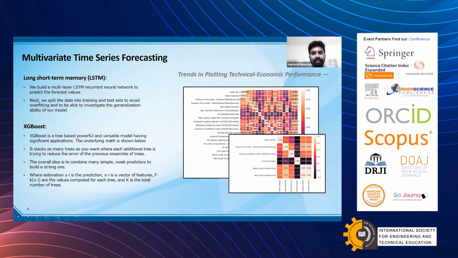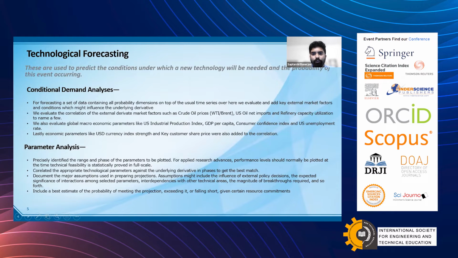We did a conditional demand analysis to find out the main key causes, like external derivative market factors such as crude oil prices, US net oil imports, and things like that. We also evaluated global macroeconomic parameters like the US industrial production index, GDP per capita, and consumer confidence index, to name a few.